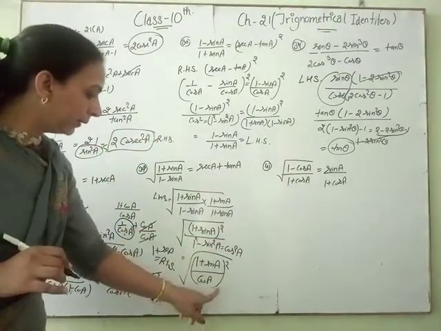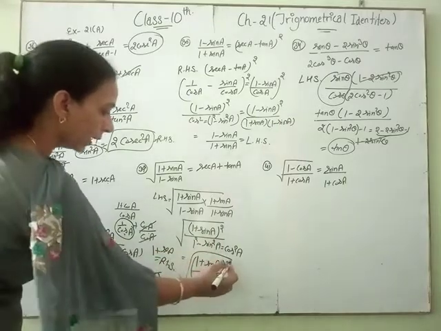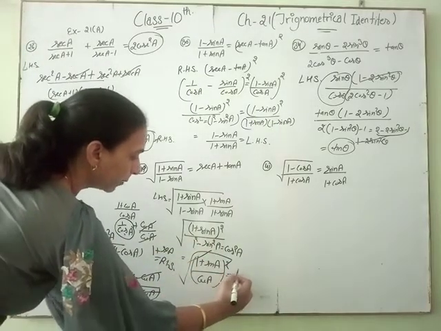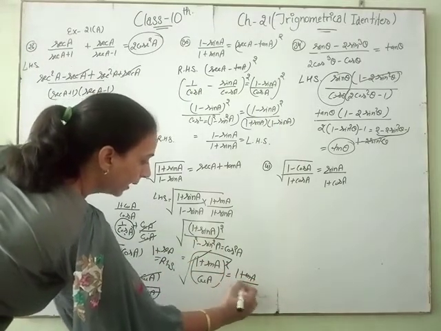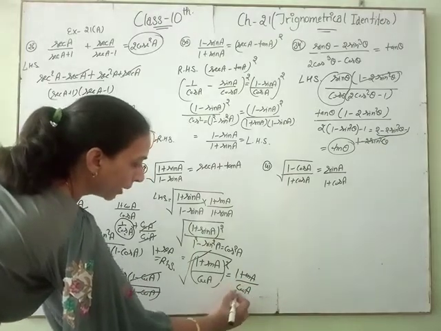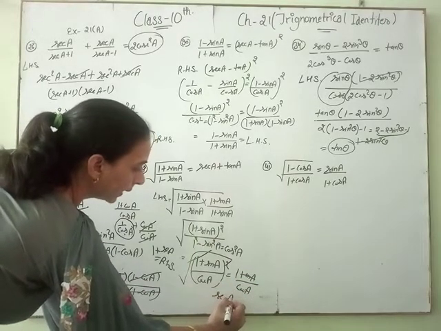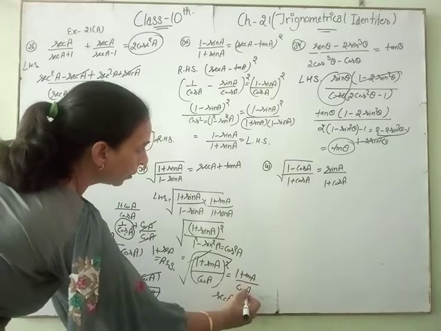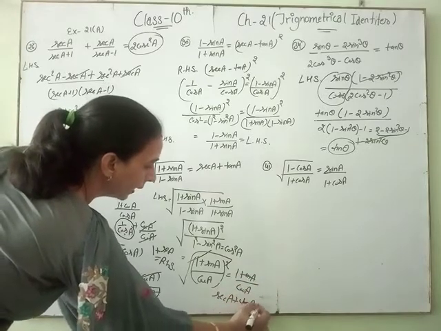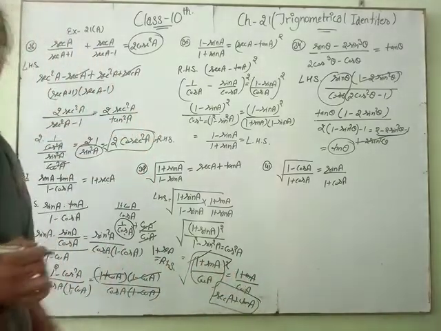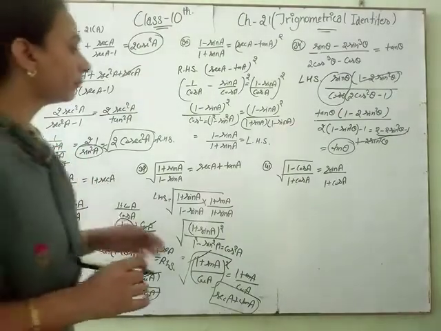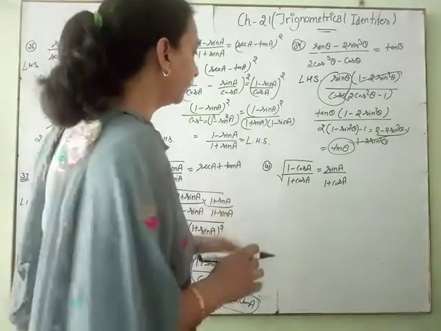Square and square root cancel out. This equals 1 plus sin A by cos A, which is 1 by cos, secant, and sin by cos, which equals tangent. So the left hand side and right hand side are equal. Okay. Next, question number 41.